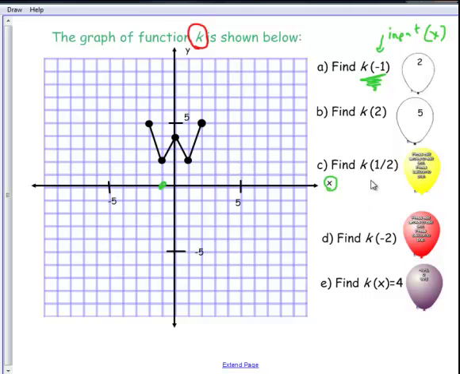We're on part C, real fast. It says find k of a half. Is a fraction going to screw you up? Is it going to be difficult? I don't think so. All we have to do is move over on the x-axis a half unit, and you should be getting 3. Who got 3? All right. k of negative 2. I'm going to go over to negative 2 on the x-axis. I'm going to look up, and the answer is 5.